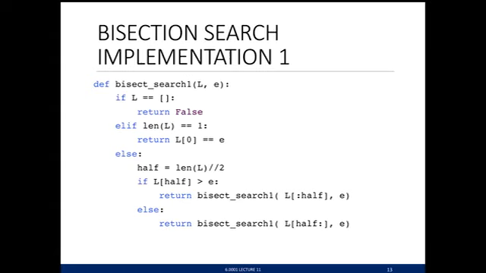Okay, so let's look at some code to do that. Bisection search. I'm going to give it a list of numbers, and something I'm looking for. We can walk through this code. Hopefully it's something that you're going to be able to recognize pretty clearly.